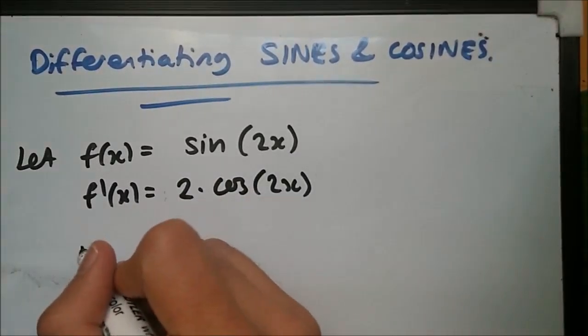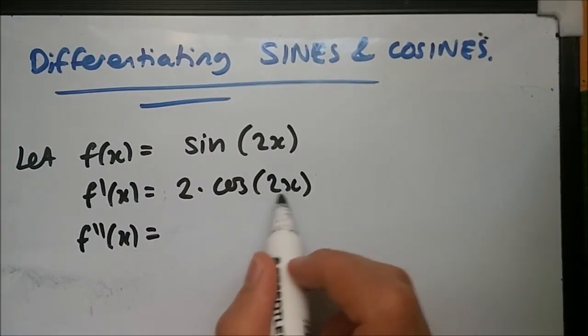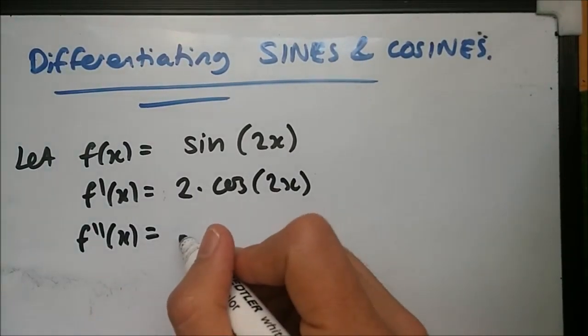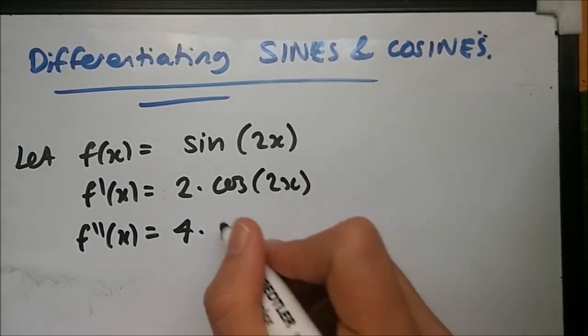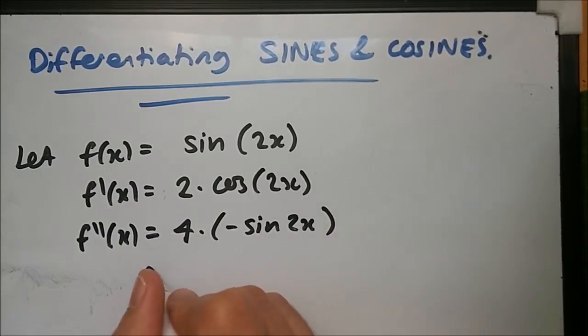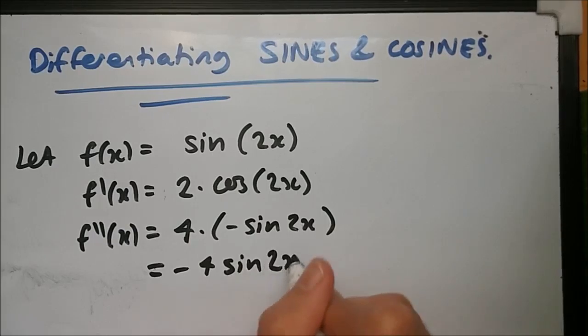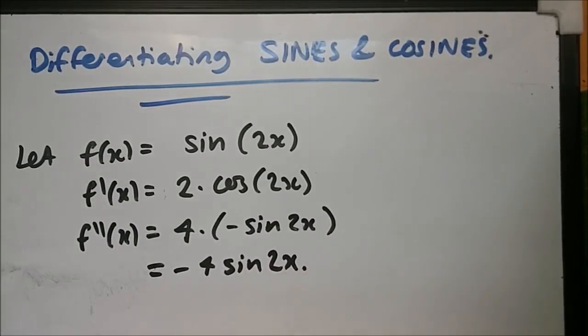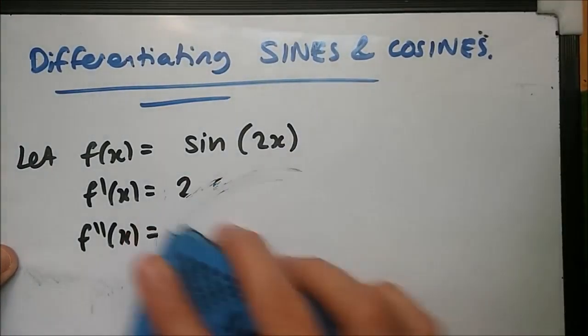Again, if you were to differentiate this one more time, just for the fun of it, differentiating 2x inside will give you 2 times 2, which is 4. Now differentiating cos will give you minus sine 2x. Opening this out, you get negative 4 sine 2x. So this is the idea of differentiating sine, and cos works the same way, as you just saw.